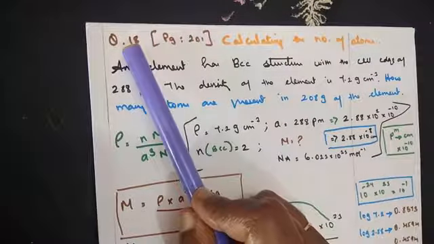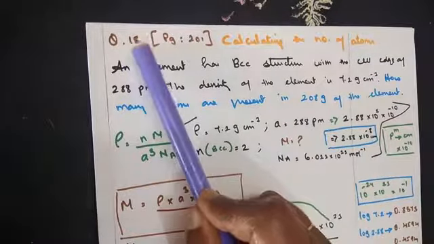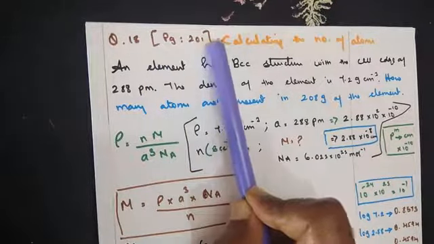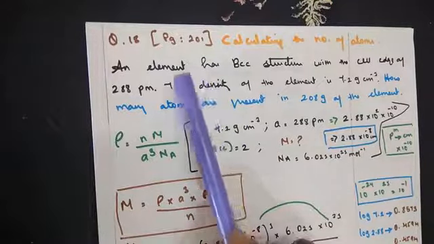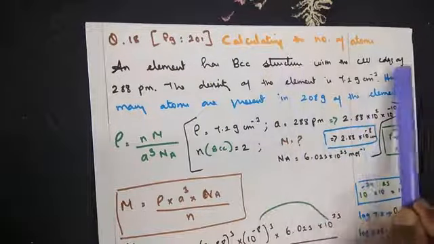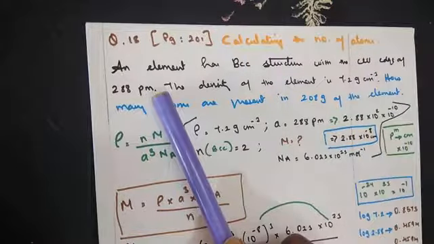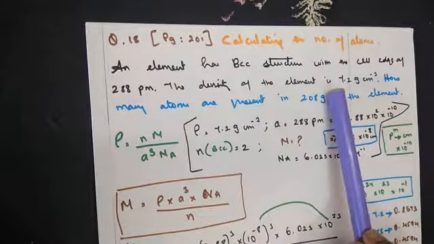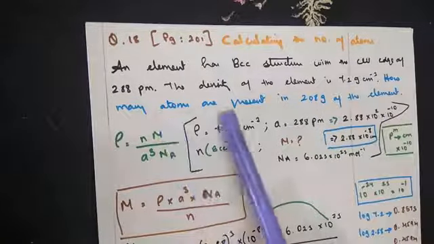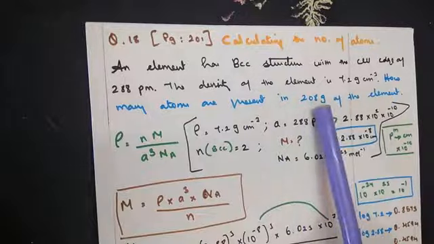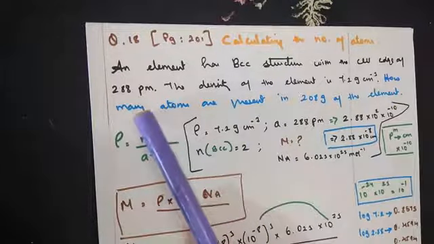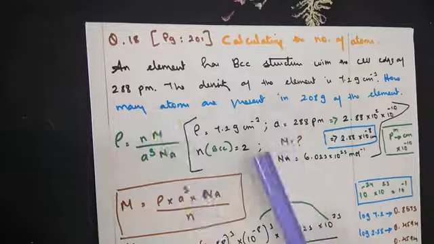This particular question is taken from question number 18 from Answer the Following of page number 201 of Solid State. The given question: an element has a BCC structure with a cell edge of 288 picometer. The density of the element is 7.2 gram per centimeter cube. How many atoms are present in 208 gram of the element? So you have to calculate how many atoms are present.